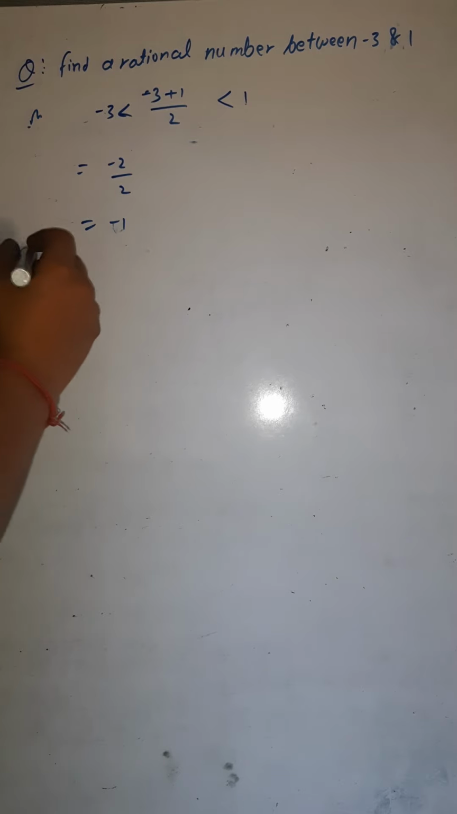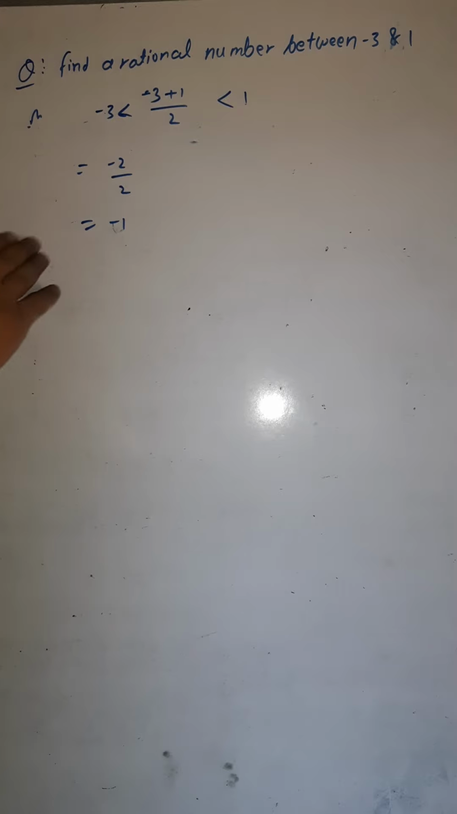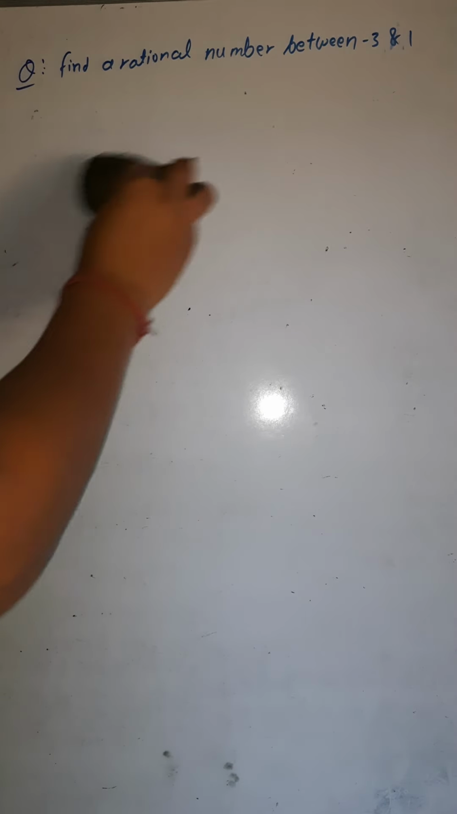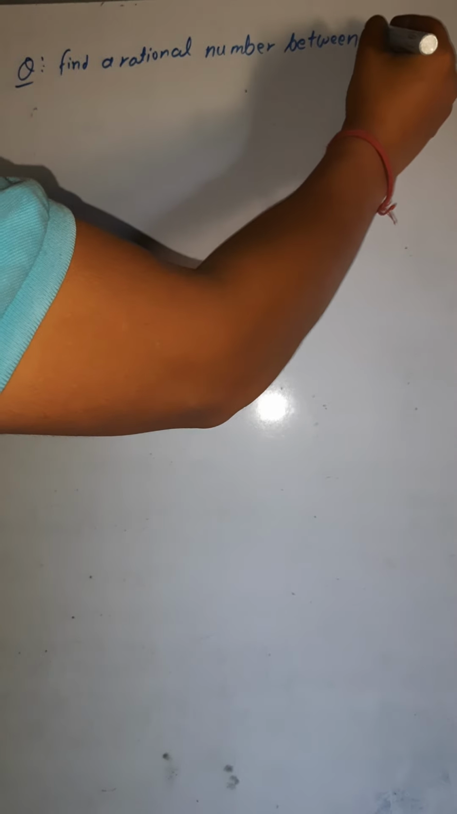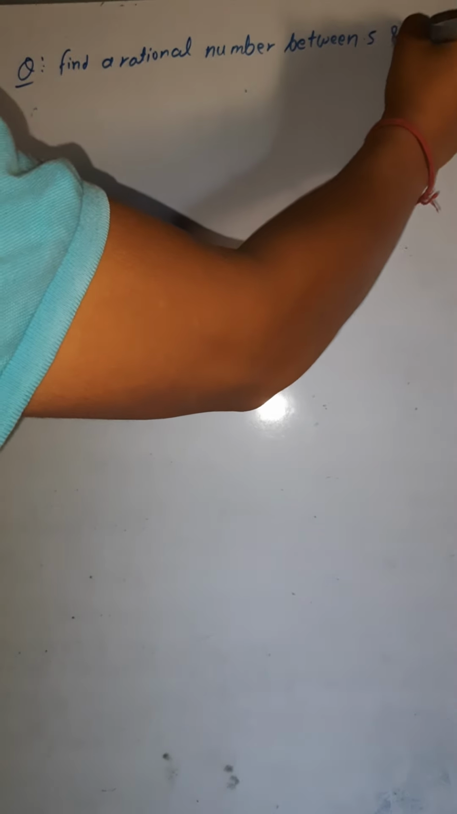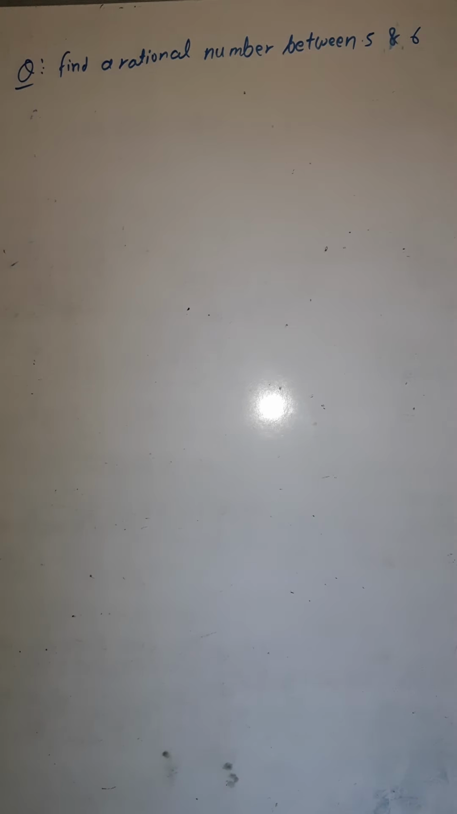Okay, one more similar question I'm going to give you. Write down the next question: find a rational number between 5 and 6. This you do on your own. Okay, just write it down.